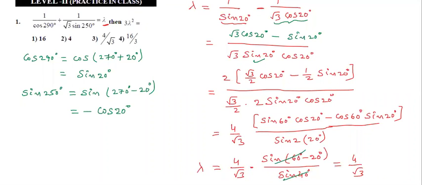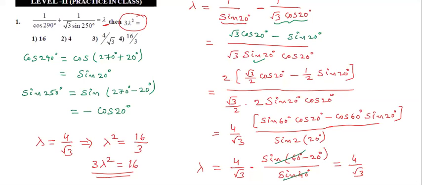Lambda is equal to 4 by root 3. But what they are asking? 3 lambda square. So lambda is equal to 4 by root 3. Do that squaring on both sides. Lambda square is equal to 16 by 3. 3 lambda square is equal to 16. This is the answer. Students, which option is correct? First option is correct.